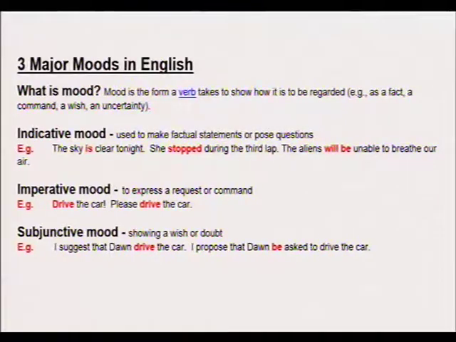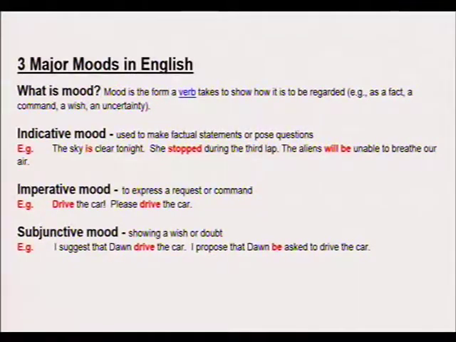Now, the 3 types of mood that we use in English. First is the indicative mood. It's used to make factual statements or pose questions. For example, the sky is clear tonight. She stopped during the 3rd lap. The aliens will be unable to breathe our air.